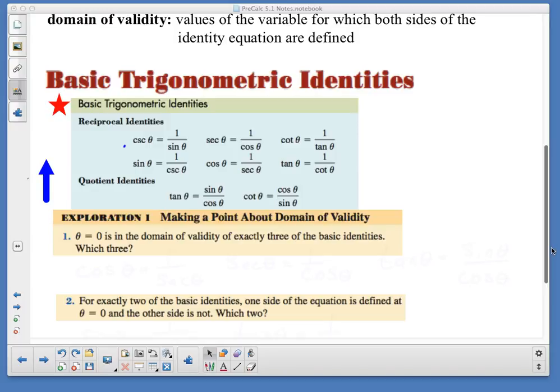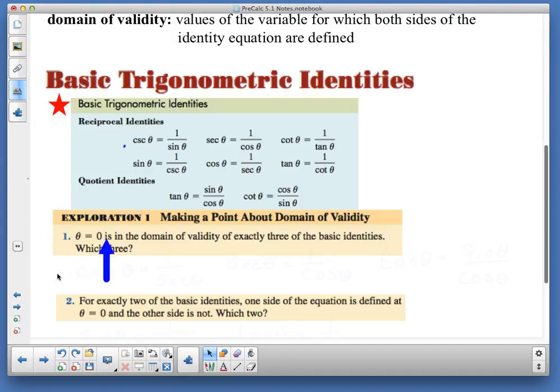Okay, so now we're going to look at the reciprocal identities and the quotient identities. And we're going to talk about answering questions with theta equals 0, and whether the domain of that function is defined in that area. Let's talk about specific questions. In number 1, we're talking about the fact that theta equal to 0 is in the domain of validity of exactly 3 of the basic identities. Which 3? So let's put 0 in for theta in each one. They're saying it's in the domain of validity of exactly 3 of the basic identities, so it's in the domain of each of them.